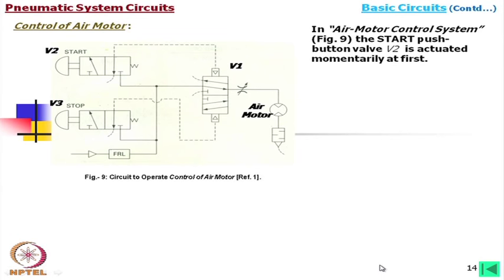Now, control of an air motor. This is, instead of an actuator, if you use a motor, and this one is the silencer. Usually with the cylinders there may be a silencer, but it is not very sophisticated. In case of an air motor, where continuous flow is being exhausted, you need a good quality muffler or silencer. In this air motor circuit we find again the 4 by 3 DCV, and then there is one start and one stop, push button type 3 by 2 valve.